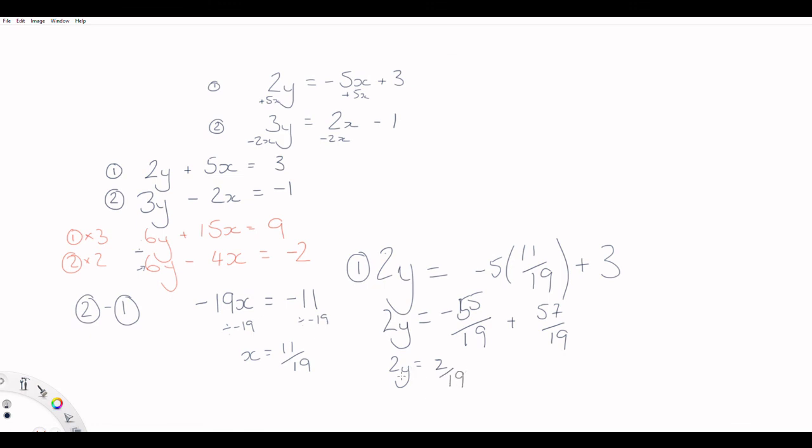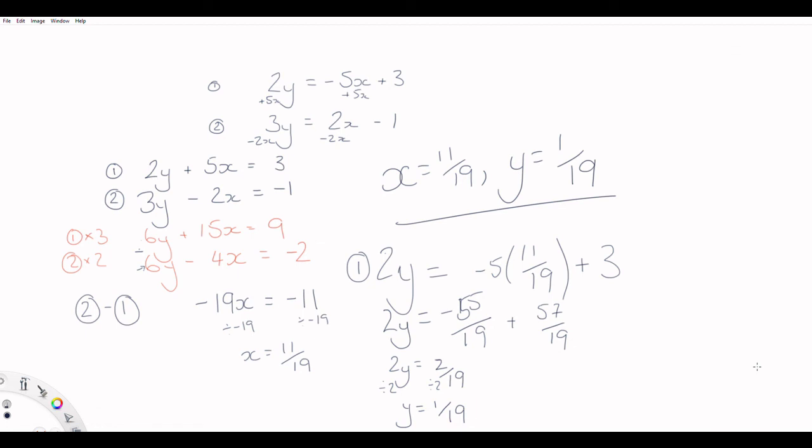And then we want to get it down to the value of y, remember? So to get to y, we need to divide by 2 on both sides. That leaves us with y equals 1 over 19. So our answer is x equals 11 over 19, y equals 1 over 19.